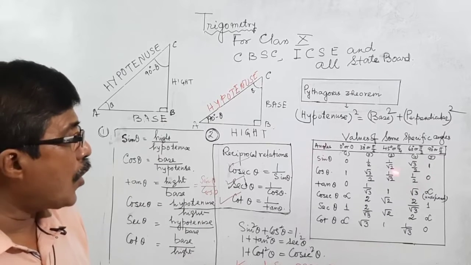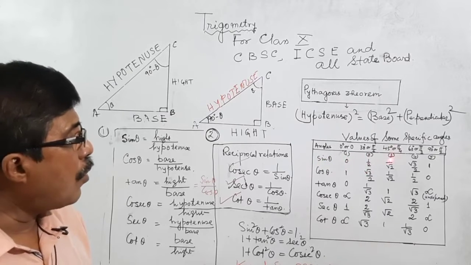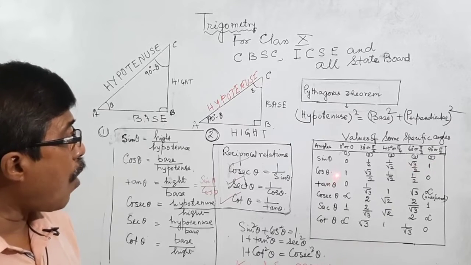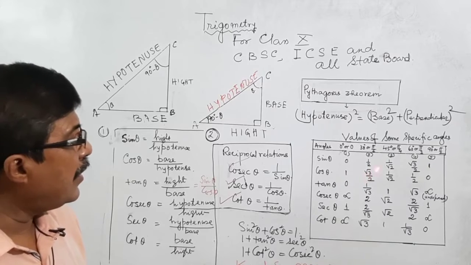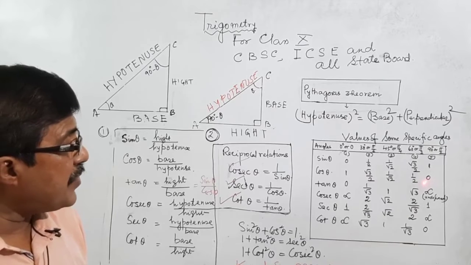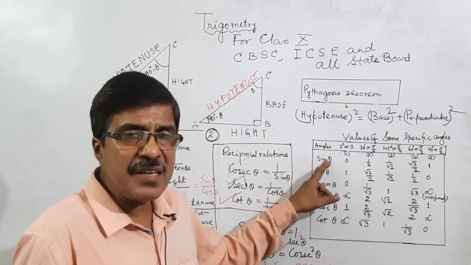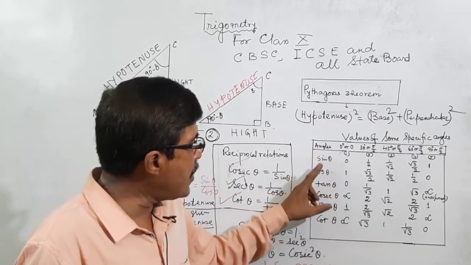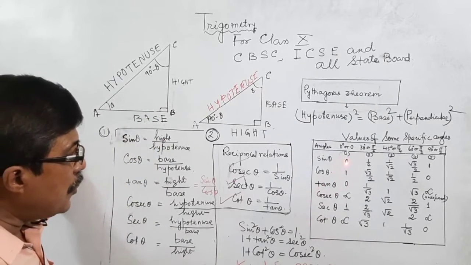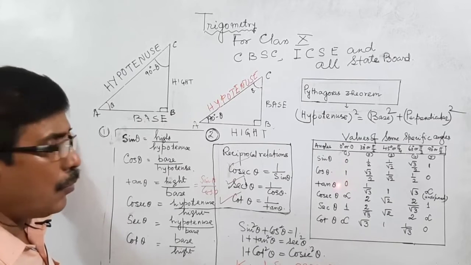That is, we have got the sine values of angles 0, half, 1 by root 2, root 3 by 2 and 1, and the cos values for 0, 30, 45, 60 and 90. We know that tan is the ratio of sine by cos. Then for tan 0, sine 0 by cos 0, 0 by 1 equal to 0.